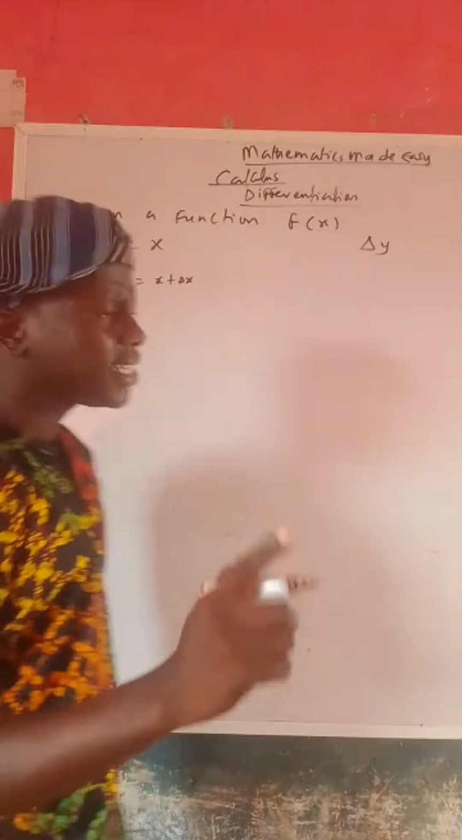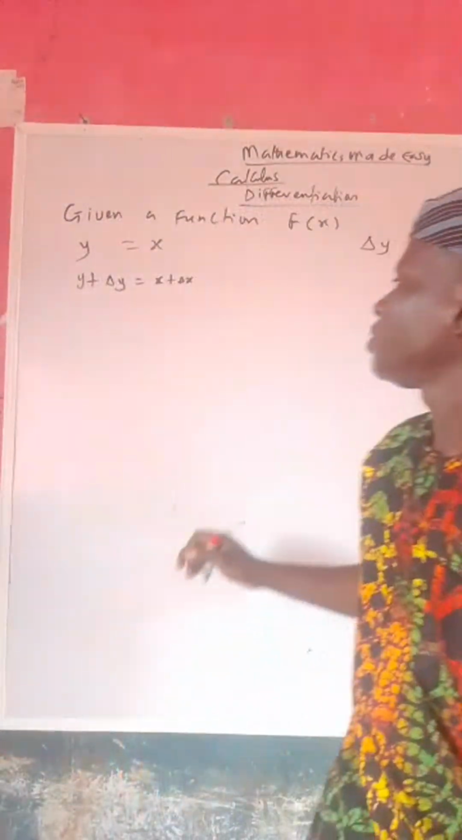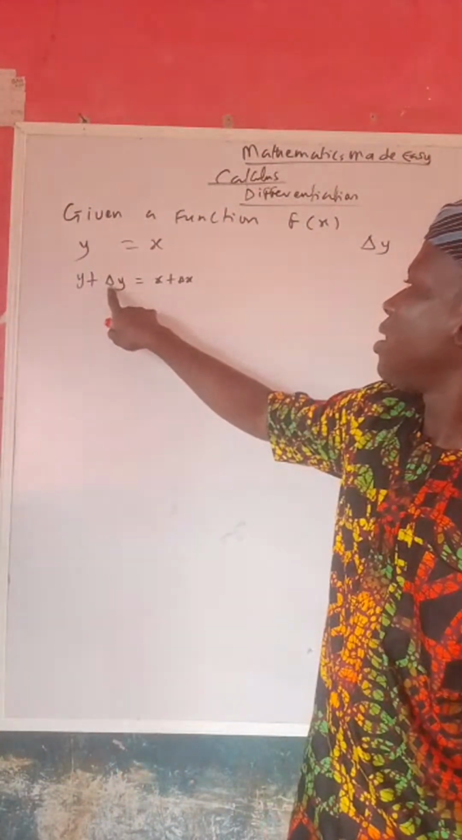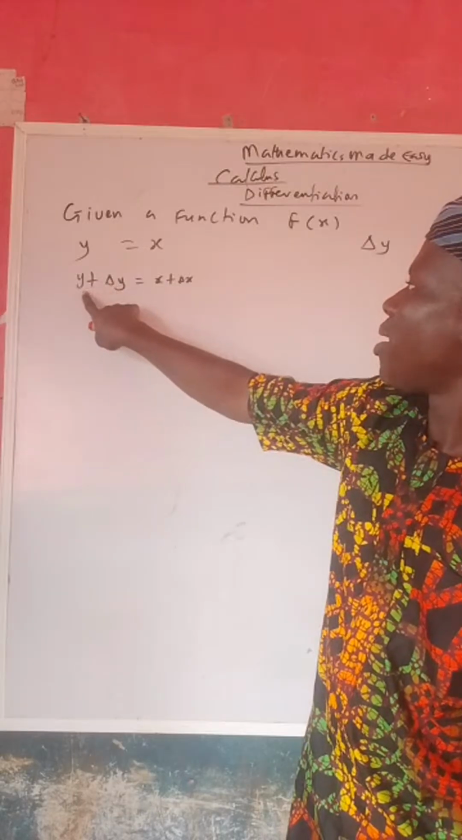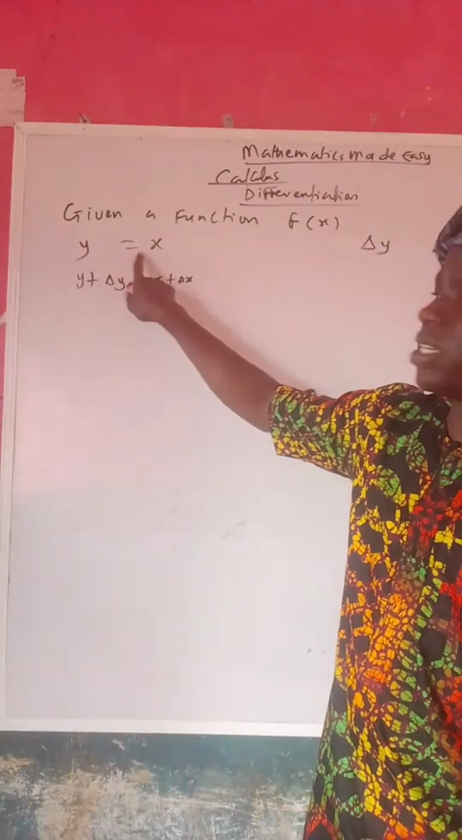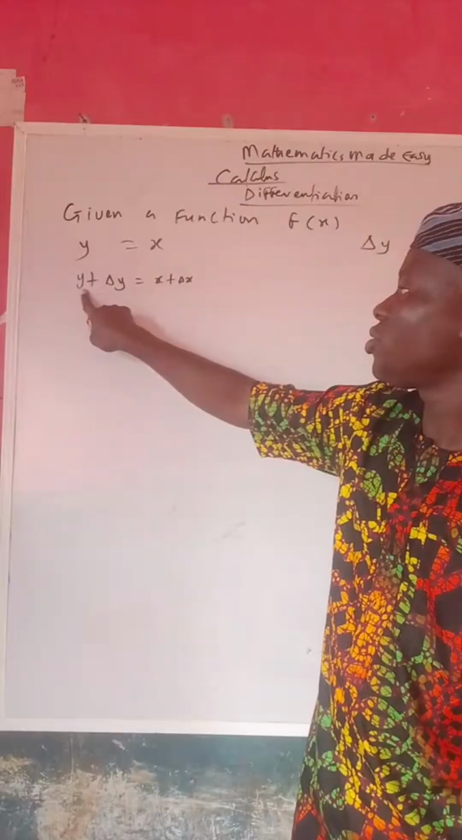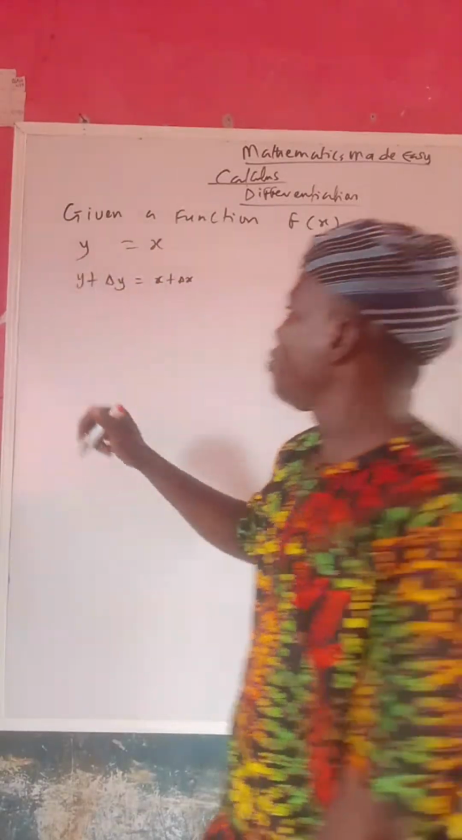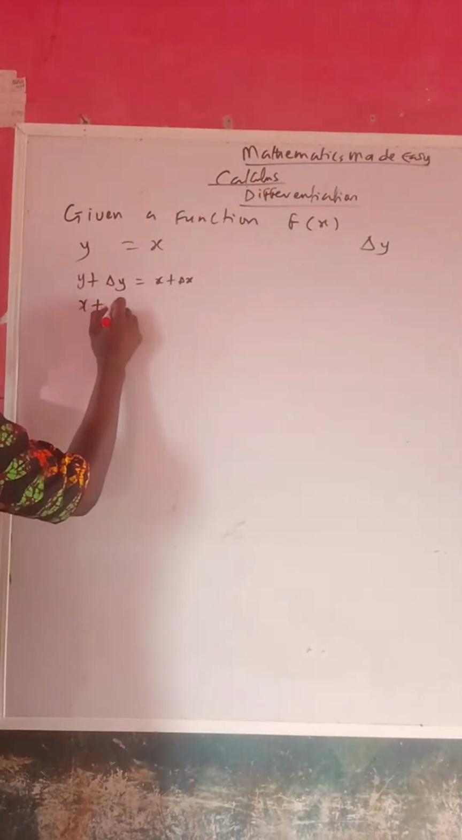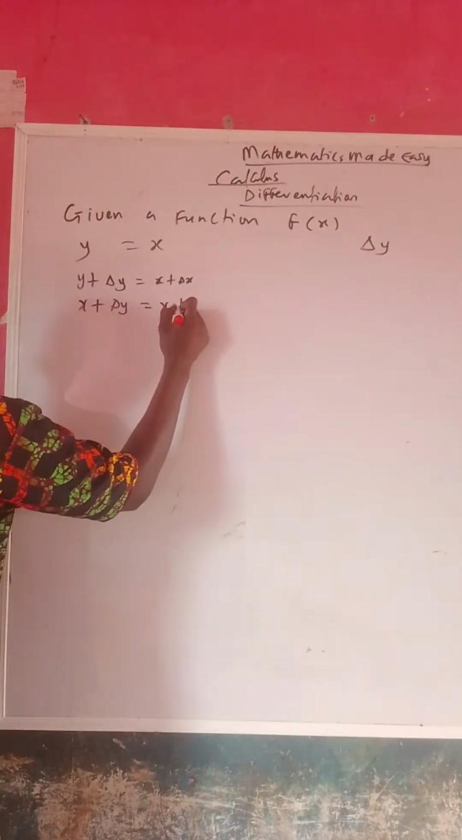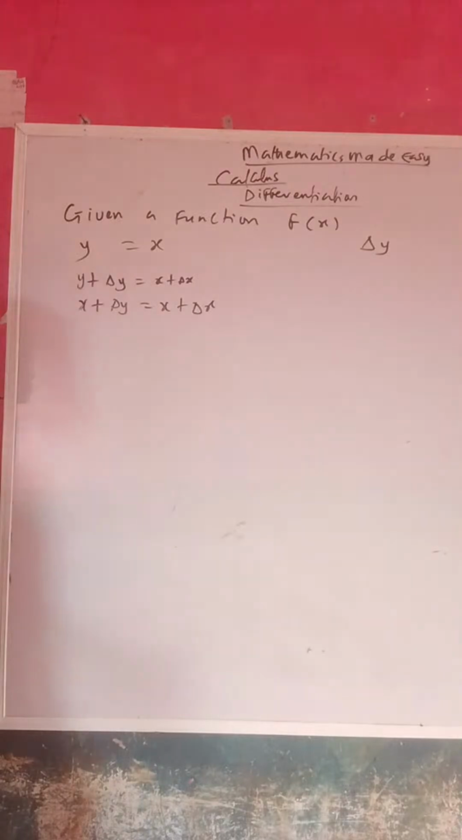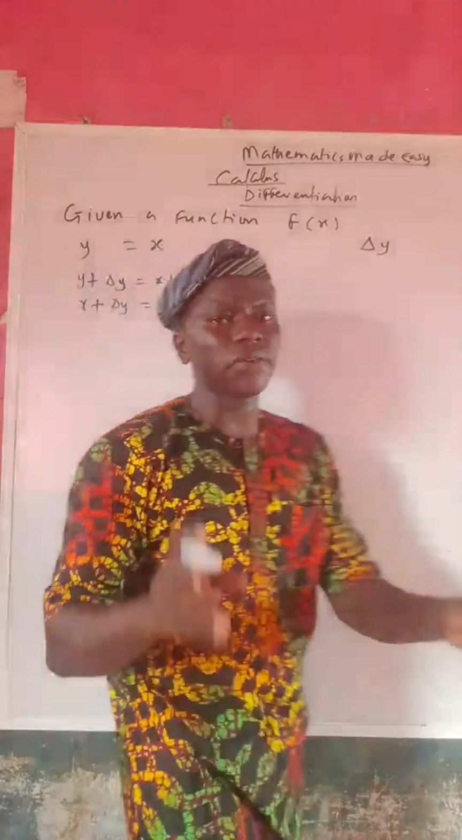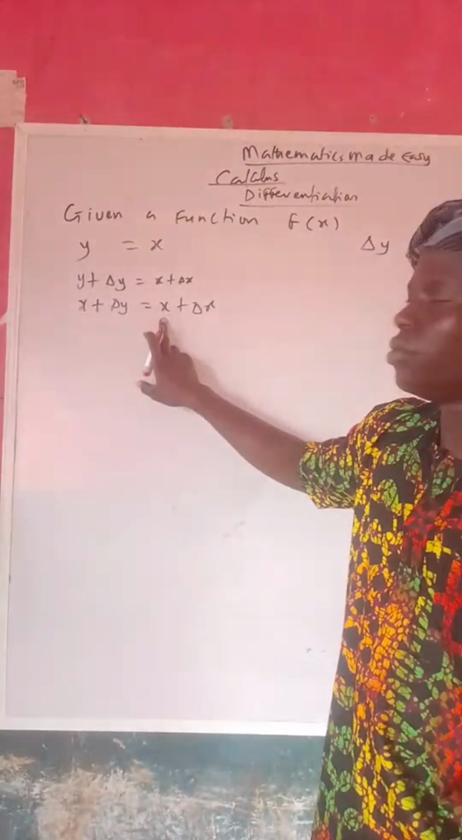Okay? Now, the next thing you are going to do is remember y is x. So you substitute y back to the x. Then if you do that, we're going to have x plus change in y equals x plus change in x. So next, you subtract x from both sides.